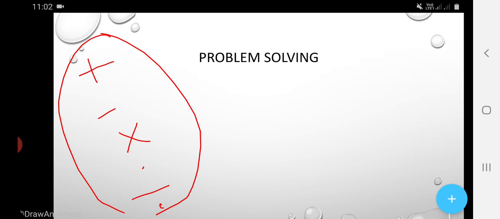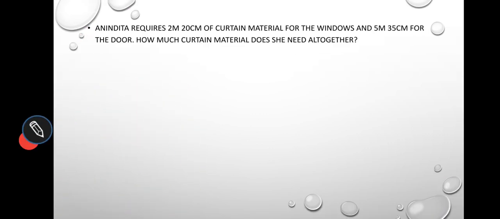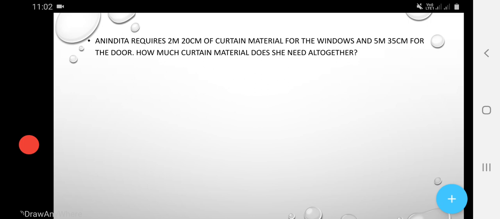Now with these 4 basic mathematical operations you have to solve the problems. Now come to the problem. First problem is, Anindita requires 2 meter 20 centimeter of curtain material for the windows and 5 meter 35 centimeter for the door. How much curtain material does she need altogether?